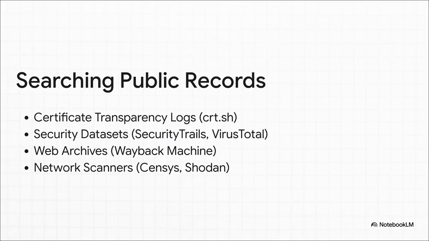So, where do we find these public clues? Well, we start with things like certificate transparency logs on sites like crt.sh. These are an absolute goldmine, revealing subdomains every single time a company creates a secure web connection. We also dig through security datasets in web archives. It's kind of like the digital version of sifting through old public library records.